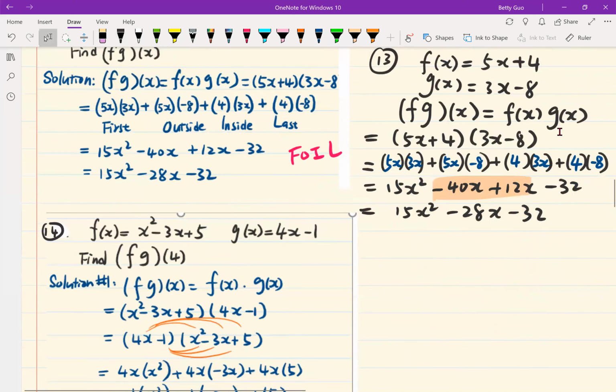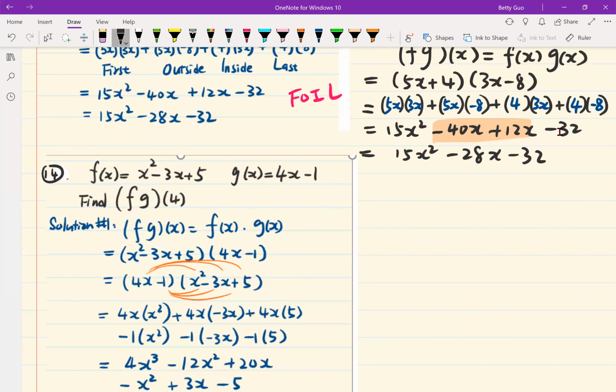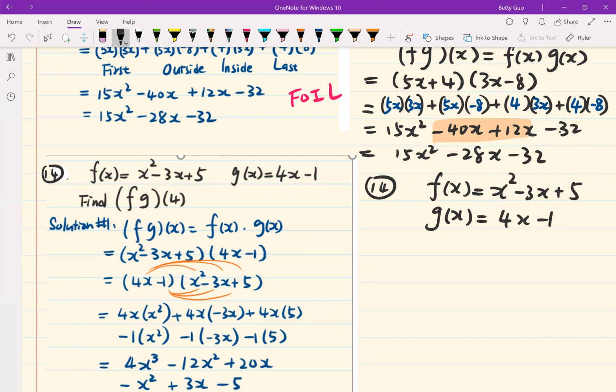Number 14. Two functions are given. F of x is a quadratic function, x squared minus 3x plus 5. G of x is a linear function, 4x minus 1. We are looking for fg of 4. We need to understand the notation. The notation means f of 4 times g of 4.